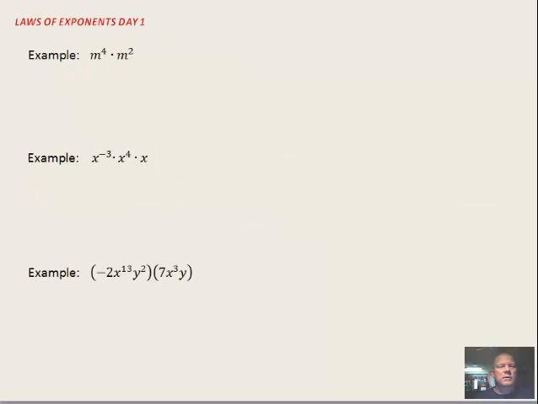Alright, the first example, m to the 4th times m to the 2nd. So I have 4 m's times 2 more m's. So those 2 m's came from m to the 2nd. Those 4 came from m to the 4th. When I put them back together, I have m as my base, and there's 6 of them. So m to the 6 is my answer. If I use my rule, I would make it m to the 4 plus 2, which is m to the 6th. So m to the 6 is my answer. Take just a quick second and see if you can do the second example on your own, then unpause the video and check your answer.